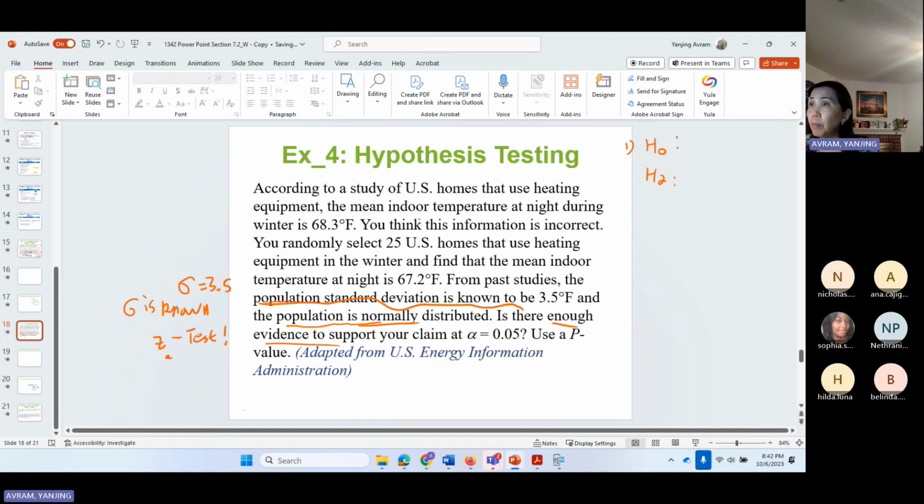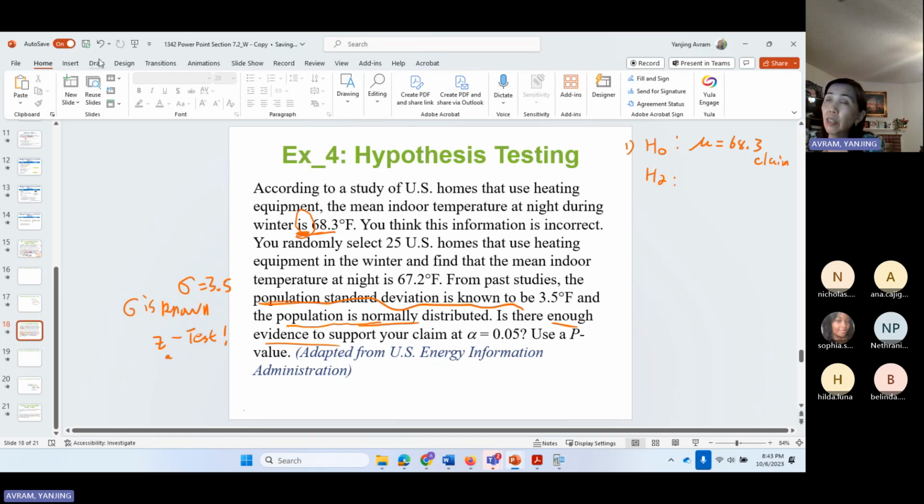This tells you the mean indoor temperature is 68.3 degrees, so mu is 68.3 degrees Fahrenheit. This one has the equal sign, so it goes to the null hypothesis because it includes the equal sign. This is also our claim, or the statement from the question. The statement from the question says it's 68.3 degrees Fahrenheit, so that is in the null hypothesis.